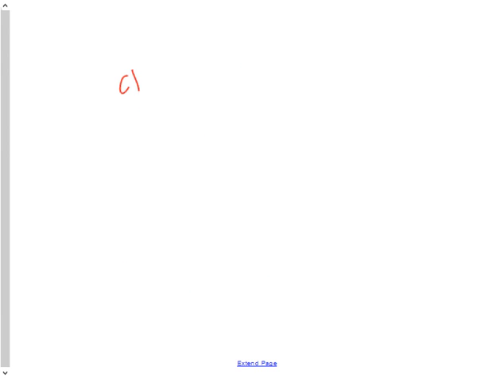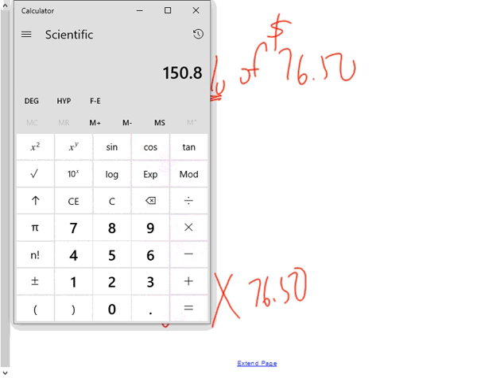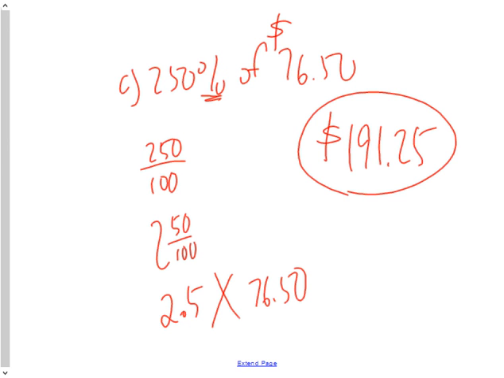And finally, question C, 250% of 76.50 in money. So percents, there's no decimals or fractions here, so 250% would be 250 over 100, which is 2 and 50 hundredths, which as a decimal is 2.50, but that 0 is not really necessary. So 250% is really 2.5 times $76.50. Grab your calculator. 2.5 or 250% of 76.50 is $191.25. Okay? Easy peasy, lemon squeezy.